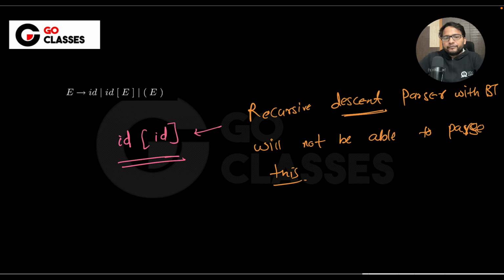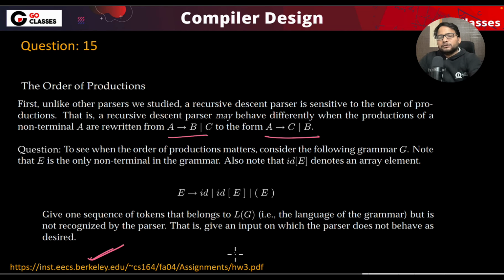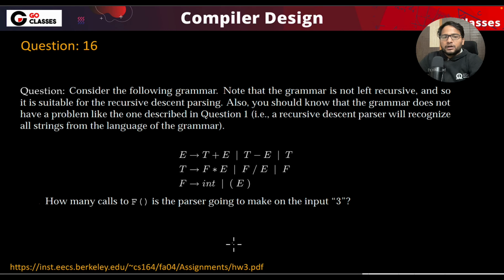Easy, right? Very good question, but you need to understand. I mean, this will be an easy question if you understand the recursive descent parser really well. Okay. Now let's see this question. What are they saying? They are saying that in this particular grammar, note that there is no left recursion and all.